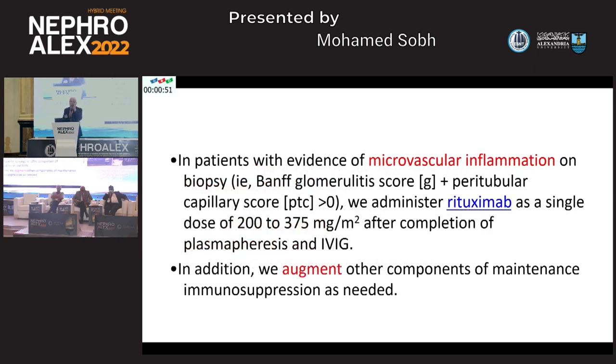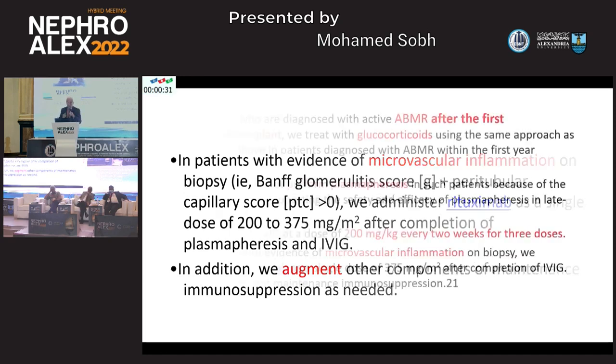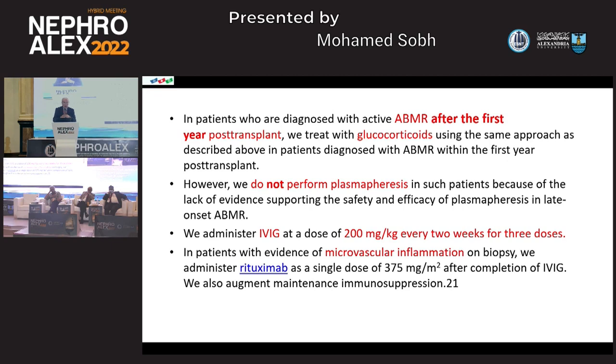In patients with evidence of microvascular inflammation, look at the biopsy well and read what about the peritubular capillaritis. If it is there, you can give 1 dose of rituximab after completion of plasmapheresis and IVIG. In addition, of course, as I said, we augment the maintenance immune suppression.